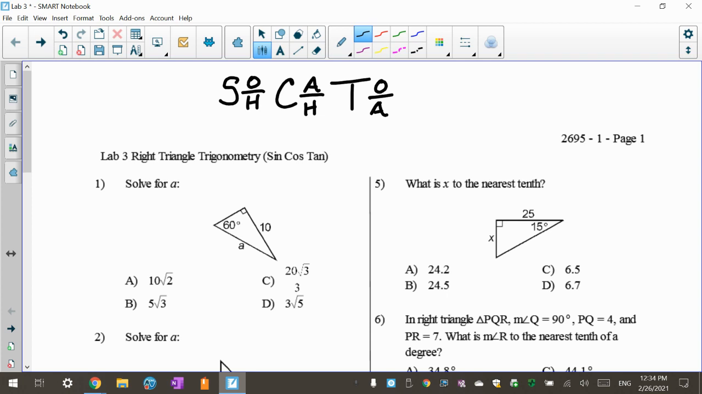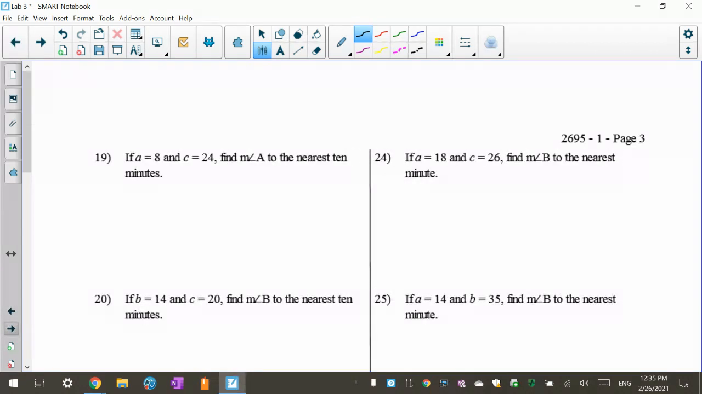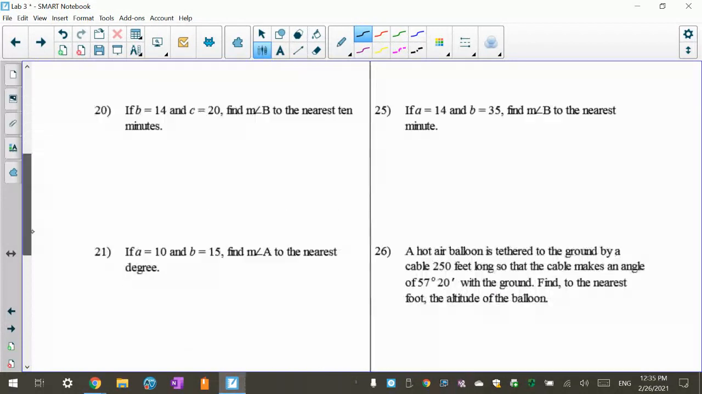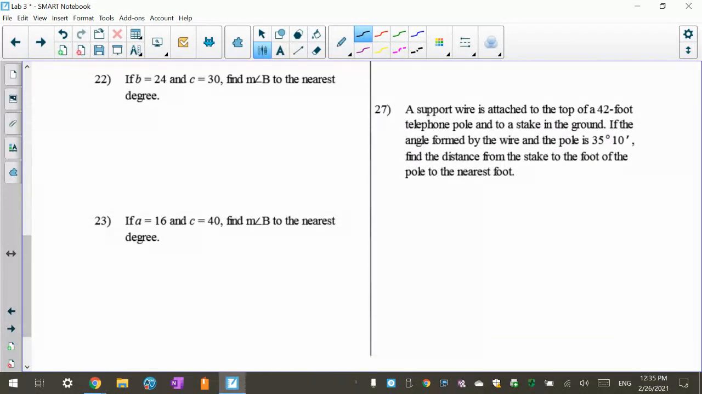Okay, this is my last installment for Lab 3 for right triangle trig. I've done 2 videos where I've done some of these main problems. This video I'm going to start at number 27, which is really where we're applying our right triangle trig using word problems. And a lot of times to do these, the hardest thing sometimes is drawing the picture. So I wanted to help you.